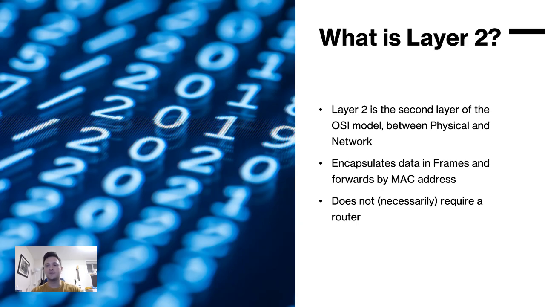So what is Layer 2? Well, as the name states, Layer 2 is the second layer of the OSI model between physical and network. This layer encapsulates data in frames and forwards by MAC addresses. MAC addresses are unique to every single device on the internet. Your computer, your phone, even an internet-connected fridge may have a MAC address. Layer 2 traffic does not actually require a router necessarily.